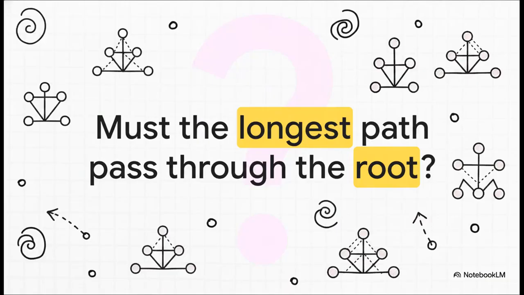Now, here comes our first real Socratic question. In that example we just looked at, the longest path passes right through node 1, right, the topmost root of our tree. And because of that, it's incredibly tempting to just assume the root is the hinge point for the longest path in every single binary tree. But let's pressure test that theory. Does the diameter absolutely always have to pass through the root node?